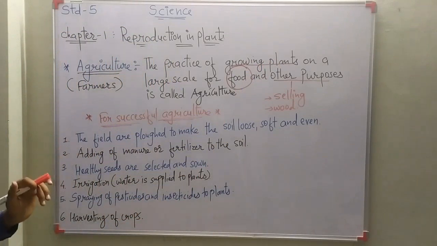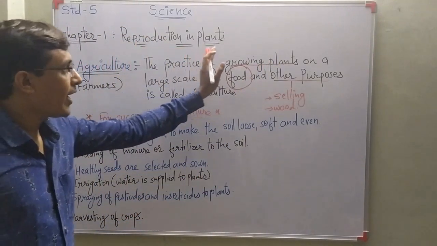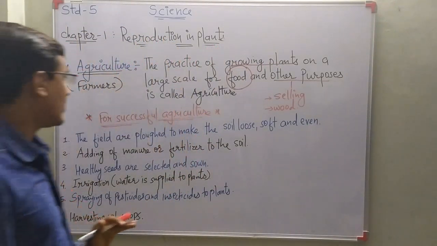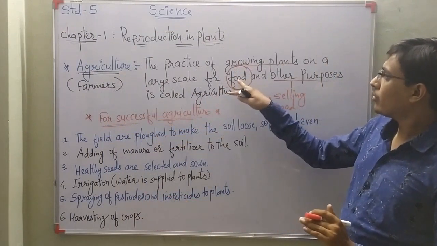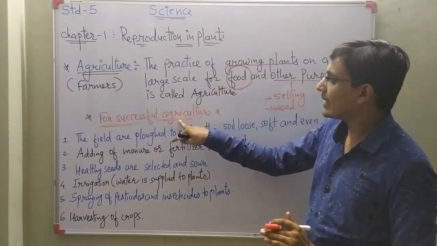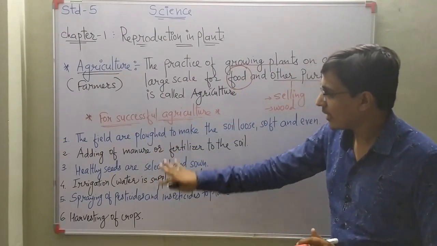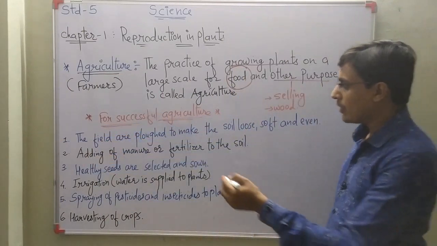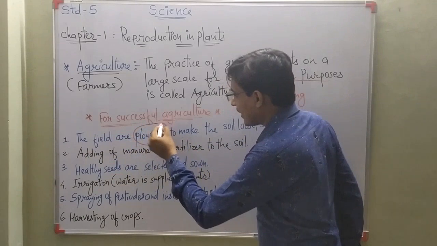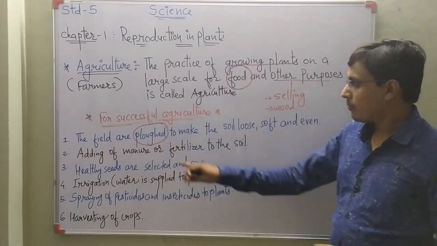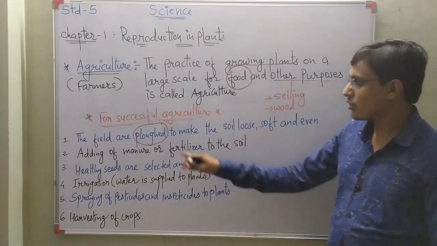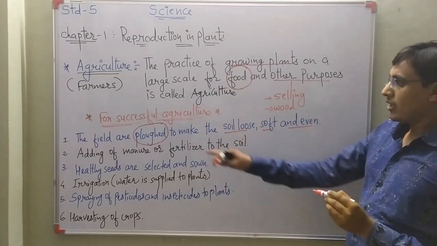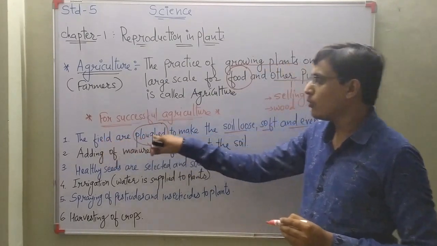For successful agriculture, if we want more and more plants and more food. Okay, so which are the points that can give us a larger amount of food and high quality food? Okay, that is agriculture. So these are some points that are useful in a successful agriculture. Okay, the number 1 is the fields are ploughed. Here field means land, plough means we till the land. Okay, that is called ploughing, to make the soil loose, soft and even.